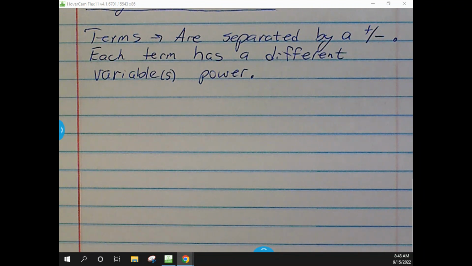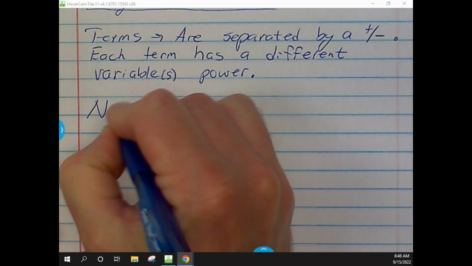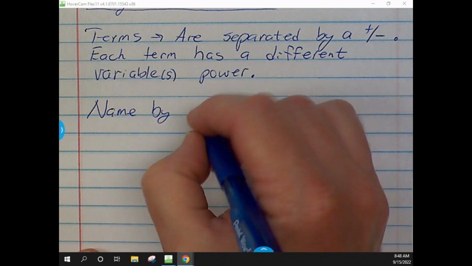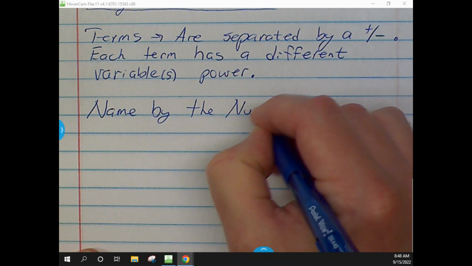Okay, so the very first thing they're going to ask you to do, and again, y'all have seen this before, or at least I hope you have. With COVID, we don't really know by this case, but hopefully get here. First thing they're going to ask you to do is name by the number of terms.